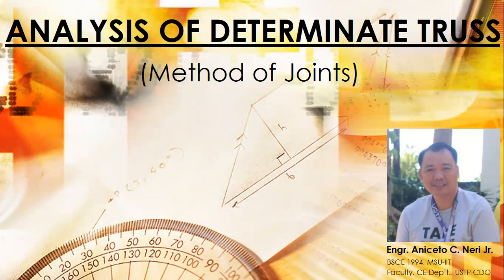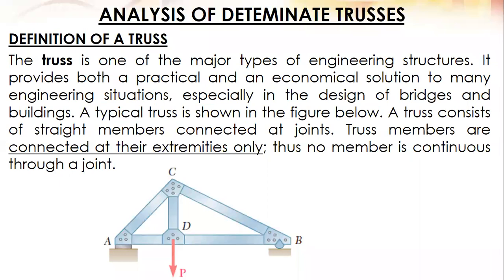For this video, I'm going to discuss the analysis of determinate trusses, particularly the first method, the method of joints. Okay, let's define what a truss is. The truss is one of the major types of engineering structures.